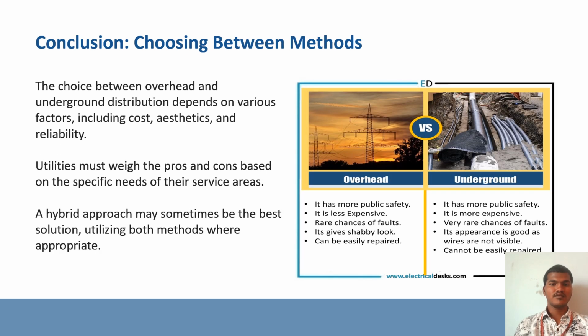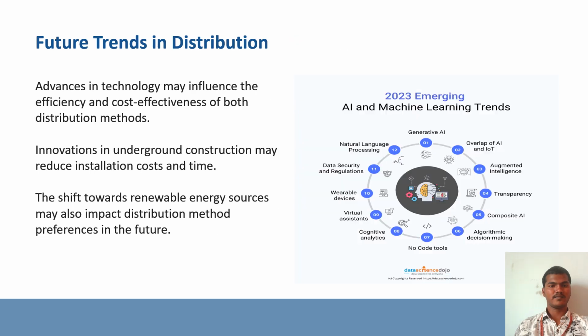Conclusion, choosing between methods. The choice between overhead and underground distribution depends on various factors including cost, aesthetics, and reliability. Utilities must weigh the pros and cons based on the specific needs of their service areas. A hybrid approach may sometimes be the best solution, utilizing both methods where appropriate.